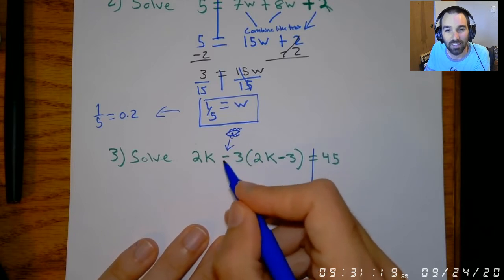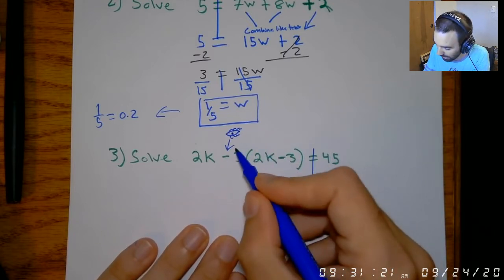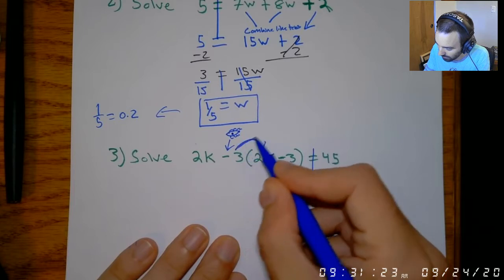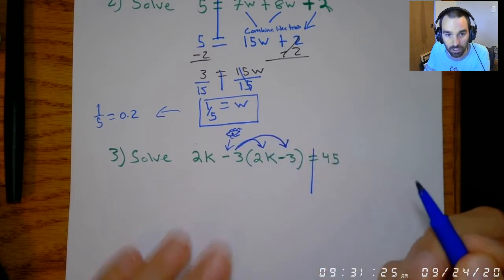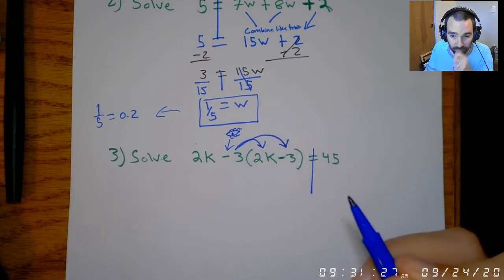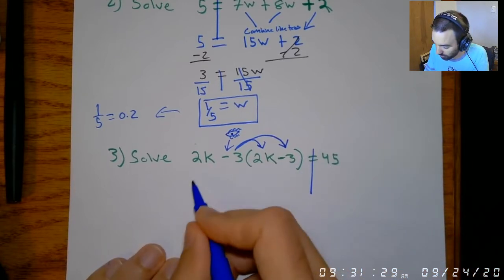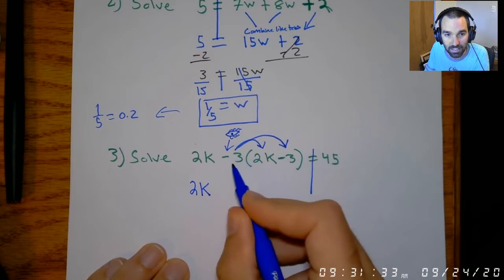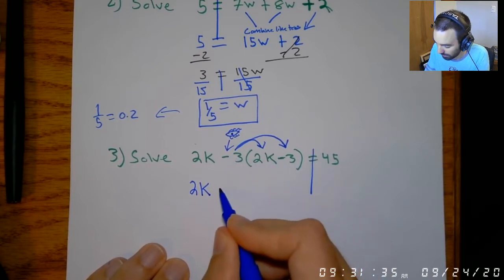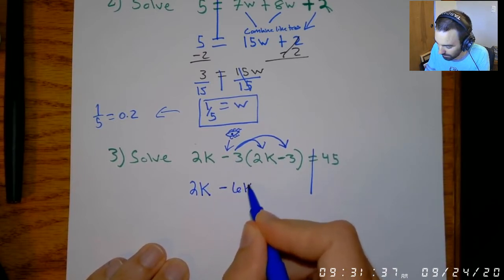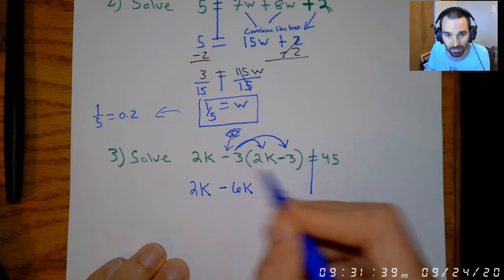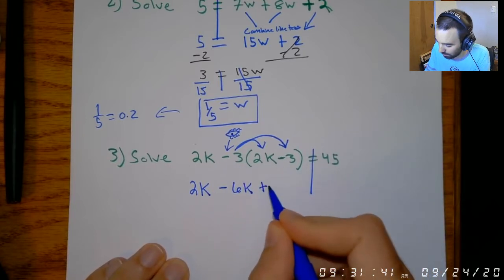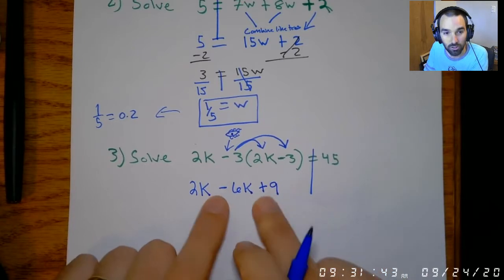All right, so I have a -3. So when I do that, I have to do the negative as well. Did you guys remember to do the negative? Okay, so the 2k stays, but then now I have -3 times 2k. So that's -6k. And then I have -3 times -3. So that's +9.